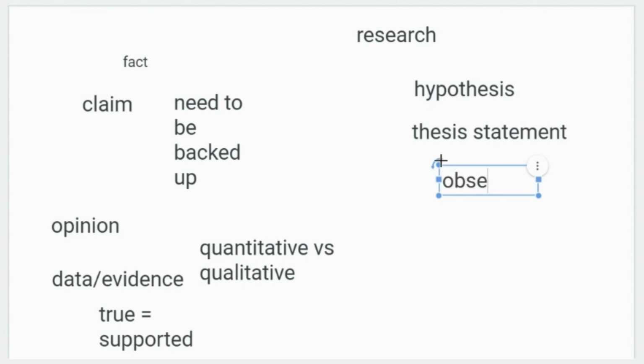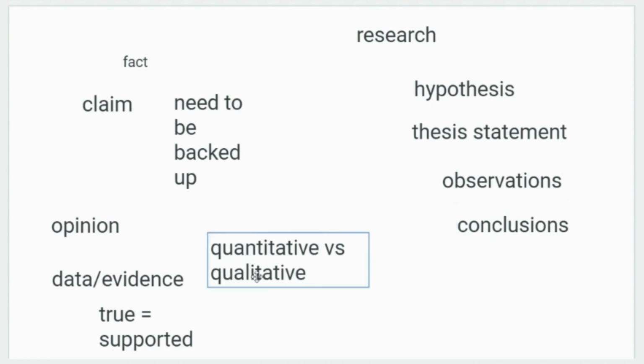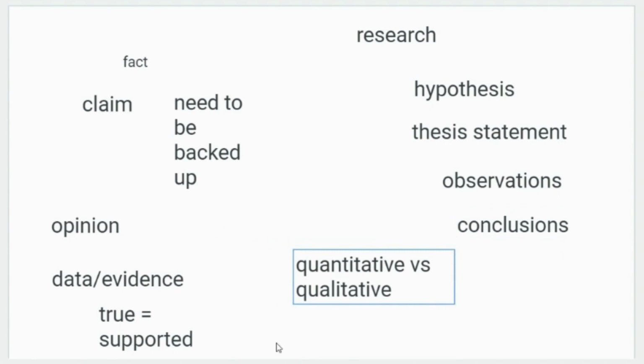Observations. When you have observations, you also have, like in your labs, observations, conclusions, evidence, quantitative and qualitative evidence, all those things. And you have outcomes also, right? In the end. So conclusions or outcomes.